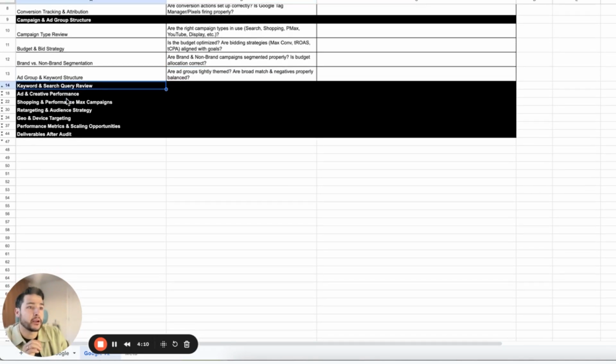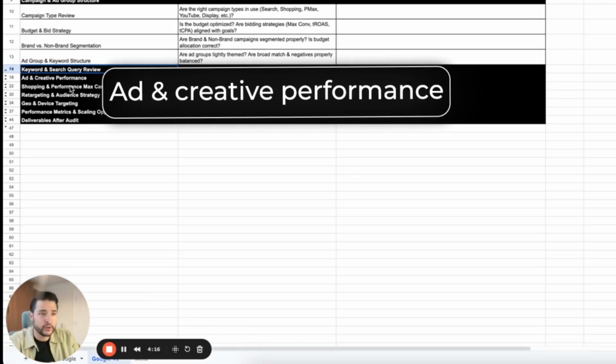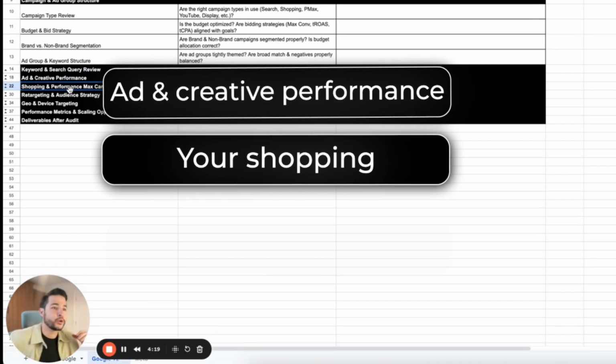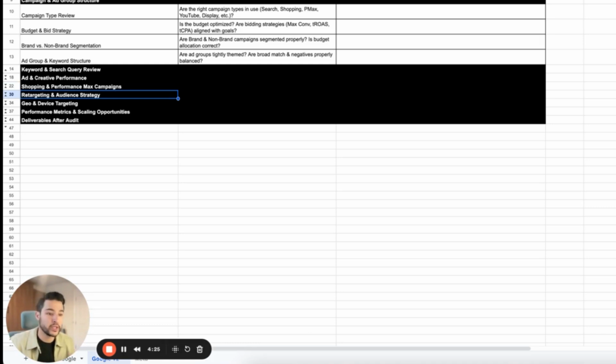Outside of campaign and ad group structure, we'll look at keyword and search query review, right? We'll look at ad and creative performance. We'll look at your shopping and your Performance Max campaigns. We'll have the same thing, right? Where we're asking all of these questions. We'll look at retargeting and audience strategy, right? A lot of where these platforms are leaning into is more creative, right? The text itself, versus selecting and hand curating audiences, right? So you want to ensure you allow the ad engine to do what it does best. It's been getting built over time. ML is only getting stronger, especially when they're enabling it potentially with more and more AI over time, right?